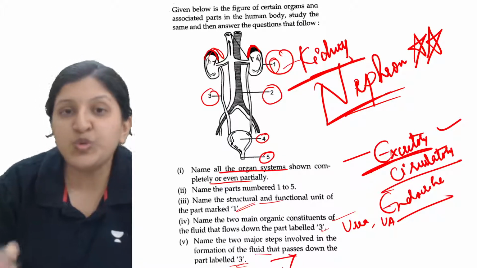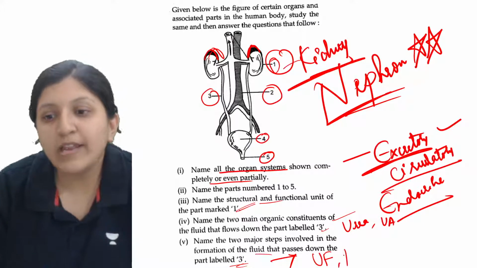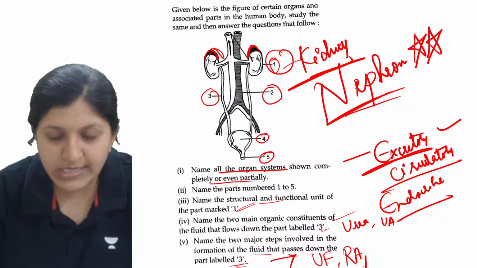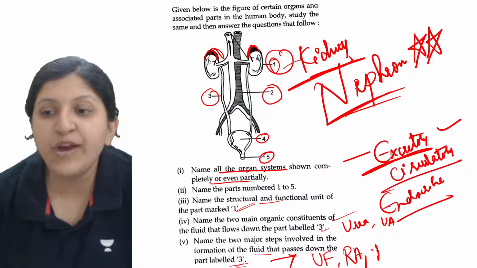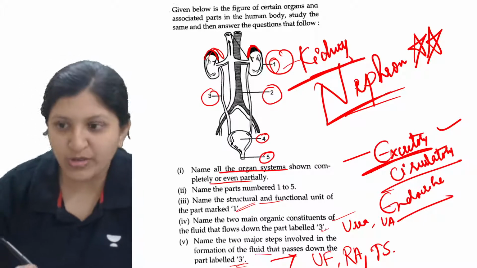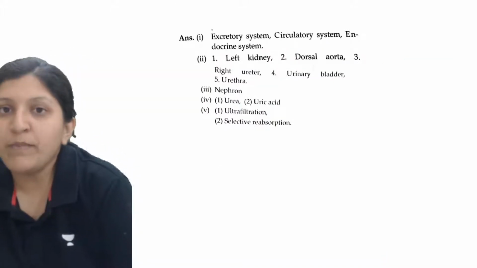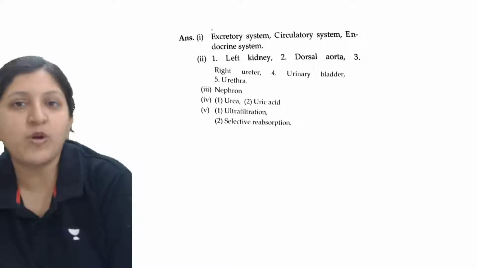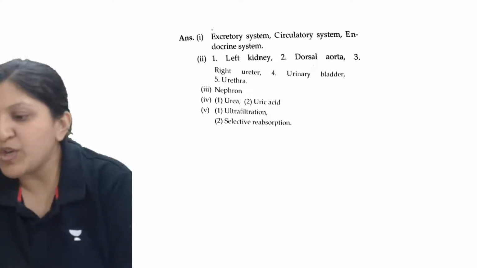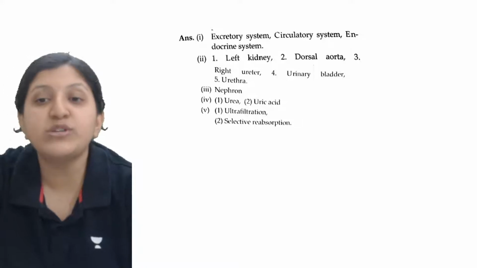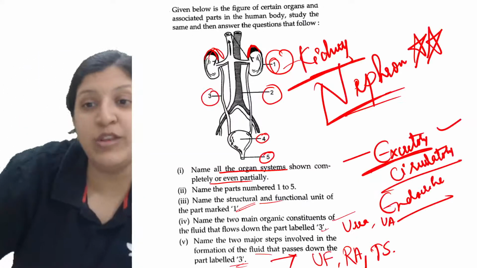Here the two major steps are ultrafiltration, and there is a reabsorption process occurring, and other than that you can also find the tubular secretion process. All these processes together will form the urine. But two processes they have asked, so you can write ultrafiltration and reabsorption. Selective reabsorption, it's better if you write that. One more thing, here you need to be specific.